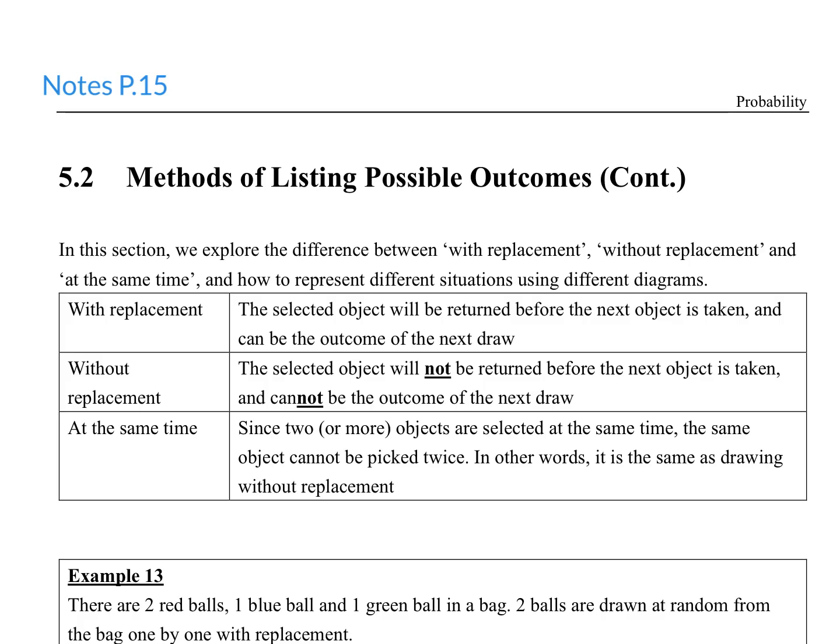Page 15. Methods of listing outcomes. So we mainly want to discern between these three cases. The first case is called with replacement. With replacement means that the selected object will be returned before the next object is taken, and it can be the outcome of the next draw. Have you had these cases before with replacement?